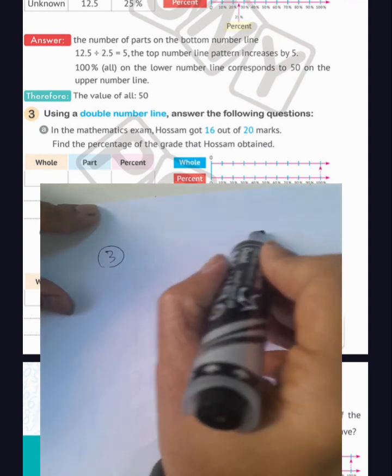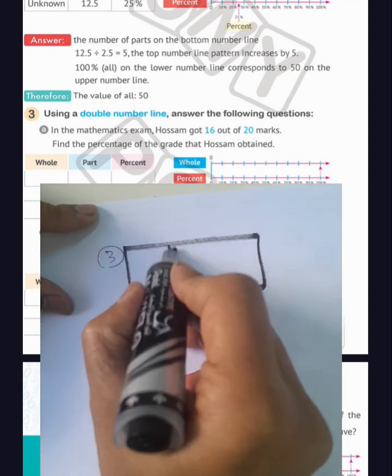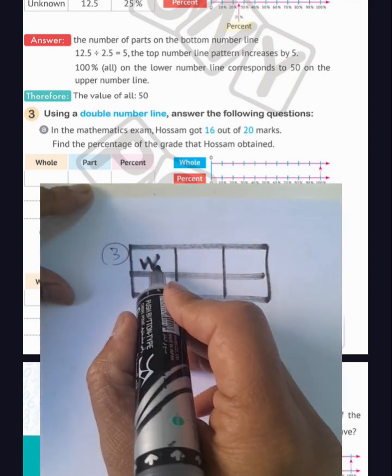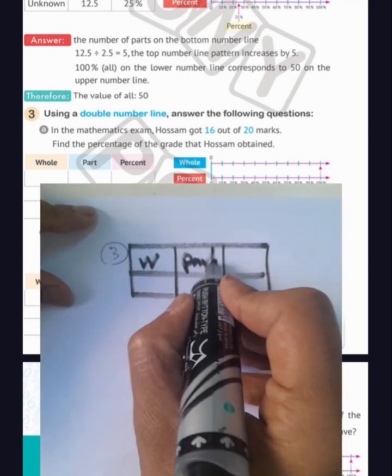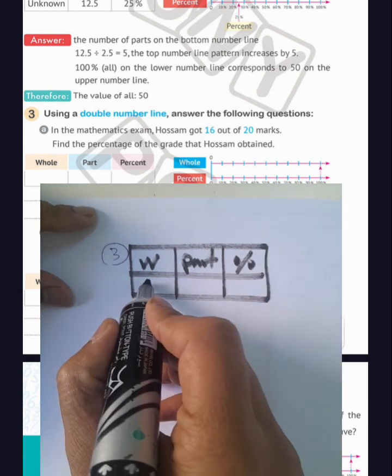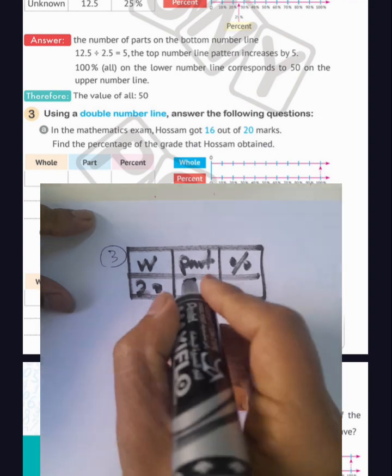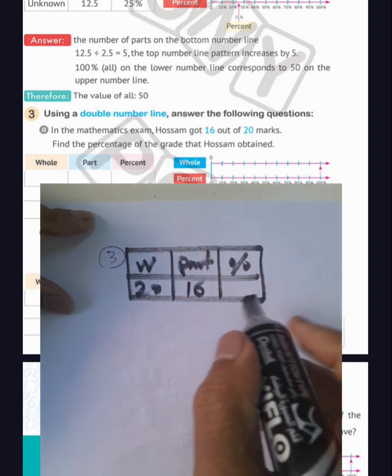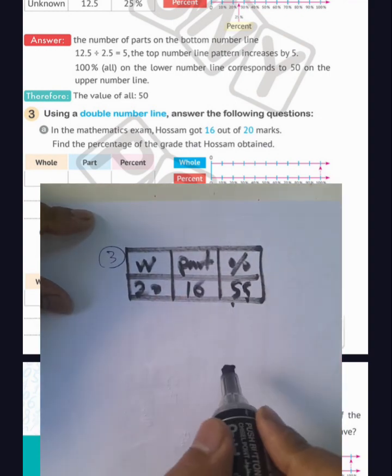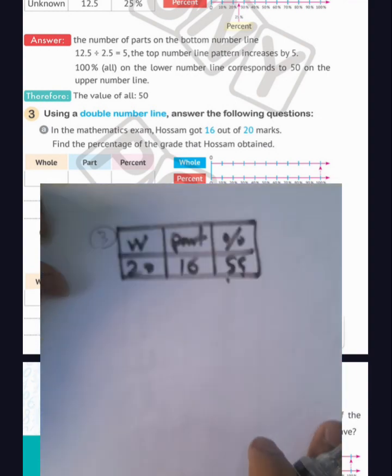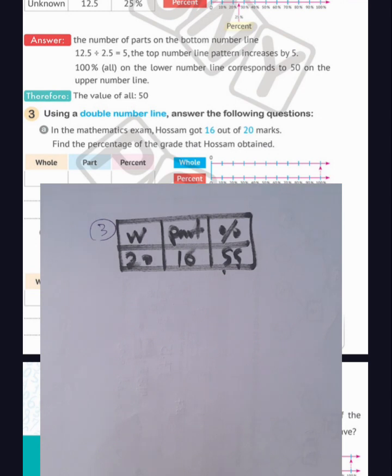We will draw the table here. Divide it into 3 parts. We have whole number and the part and percentage. The whole number here, the total mark 20, and the part was 16, from percentage what? To find the percentage, you must divide the part by the whole number and multiply by 100. And in this example, to find the percentage, 16 divided by 20.